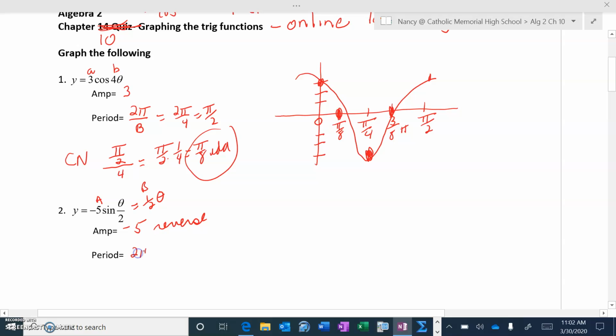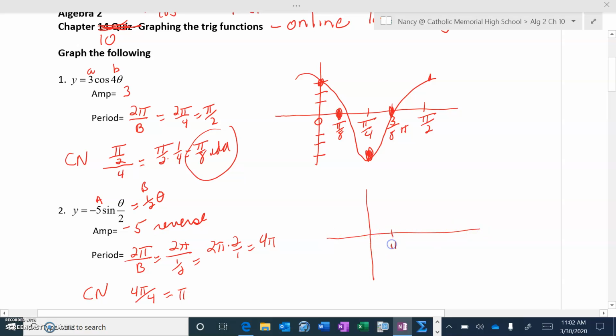So the period, which is 2 pi over b, would be 2 pi divided by 1/2, which would be 2 pi times 2 over 1, which is 4 pi. To get your critical numbers, you're going to take 4 pi and divide by 4, which would just be pi. So I'd be at 1 pi, then 2 pi, then 3 pi, and then 4 pi, because this one starts at 0. And now I'm going to do a sine graph.